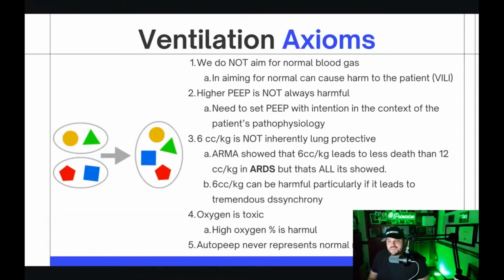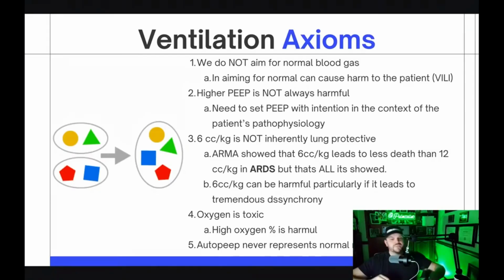The way that I like to think about ventilation is thinking about these axioms. These are rules that you should go from. We're not aiming for a normal blood gas, right? We're aiming for a blood gas that's acceptable, but with airway pressures and lung mechanics that are not harmful. Because ultimately, if we injure the lung with the ventilator through the settings, that's an us problem because we set the ventilator up.